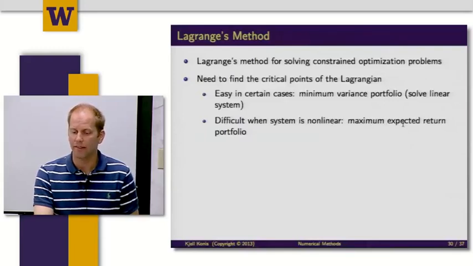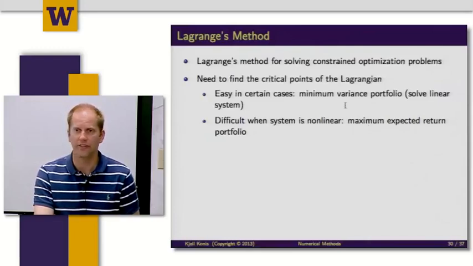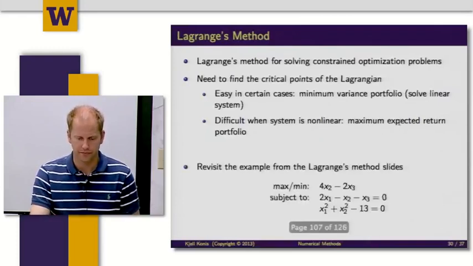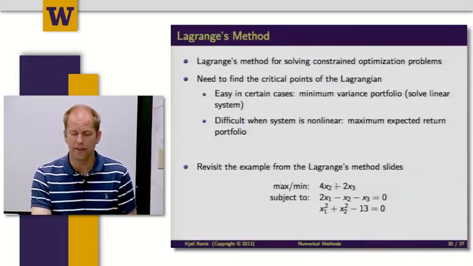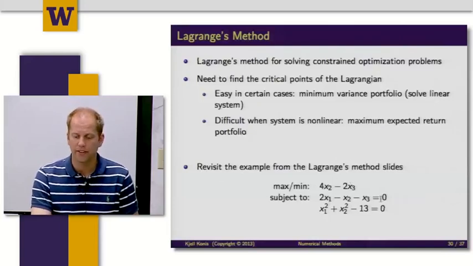So the maximum expected return portfolio, because the constraints now have this quadratic form in it, ends up being more difficult. I have to solve a nonlinear function to find the maximum expected return. So I'm going to revisit the example from the slides for Lagrange method. I was trying to find the minimum or the maximum of 4x2 minus 2x3, subject to these two constraints.